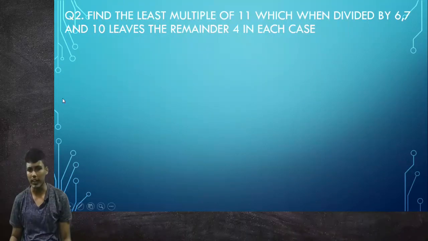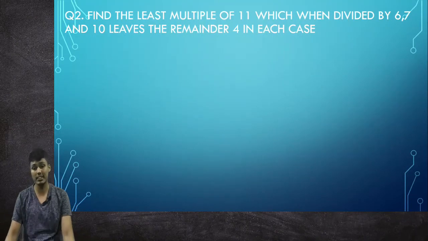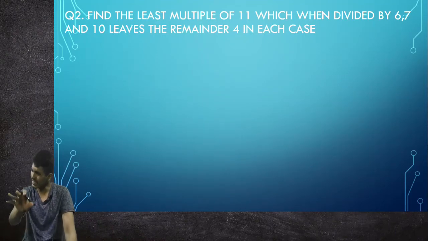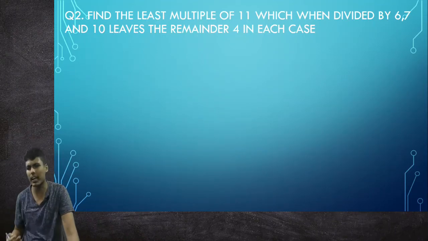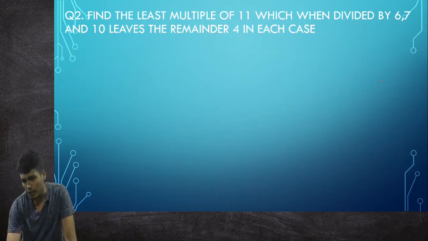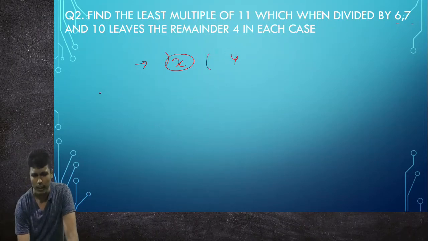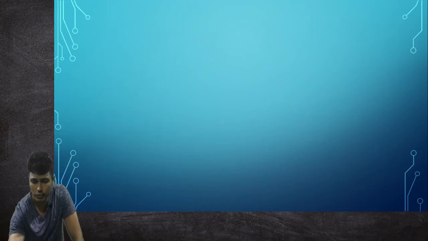Now let us do question number 2. Find the least multiple of 11 which, when divided by 6, 7 and 10, leaves the remainder 4 in each case. Here we are going to do another question which is a little bit similar, and we need to do something extra in this. Here we are going to divide by 6, 7 and 10. One particular number is there. Let's take any number x, and if we divide it by 6, 7 and 10, the remainder will be 4. Now for that we need to do like before.